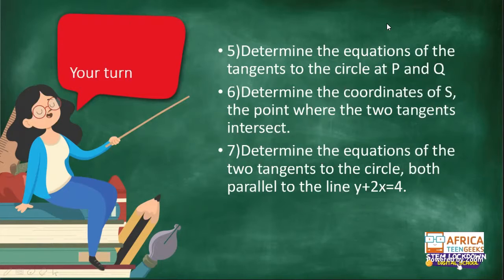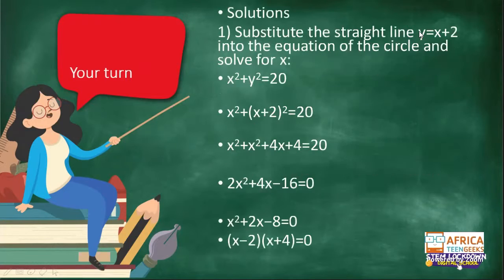Okay, so we're going to look at the solutions now. For the first solution, remember here you have to substitute. Remember, you have x squared plus y squared equals 20. From there, remember this circle has its center at 0, 0. Okay, I see someone has a question or a comment.